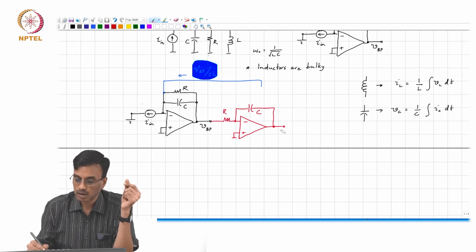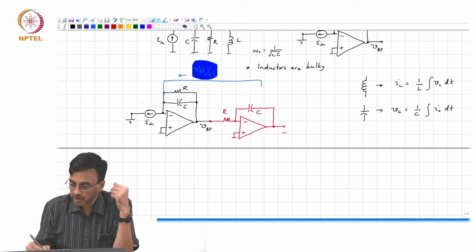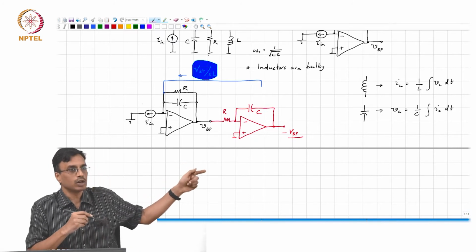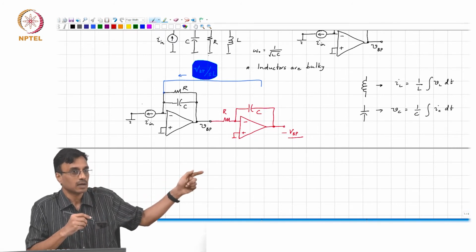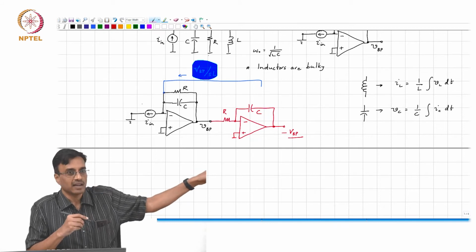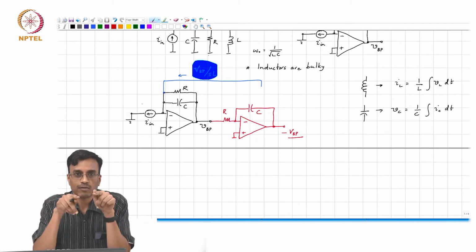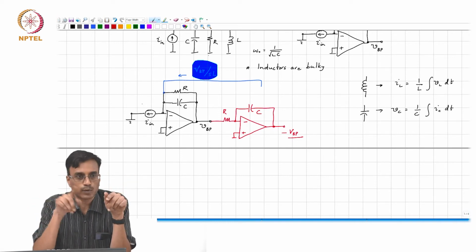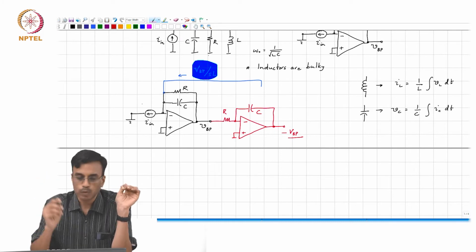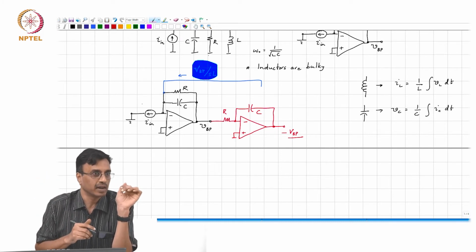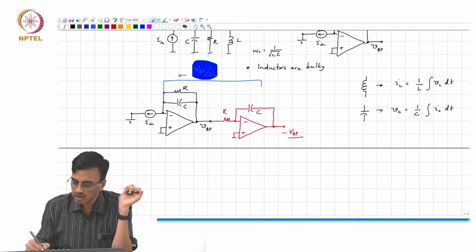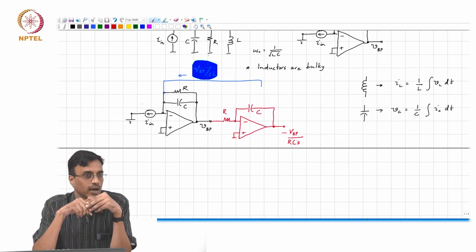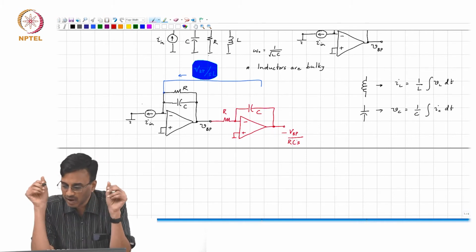Minus VBP by... So how are we converting VBP into a voltage, into a current? That resistor R in red is basically converting voltage into a current, and that current is flowing into the capacitor. So the output voltage is therefore an integral of the input voltage, and is related through RCS. Okay. All right. But we have a small problem now.